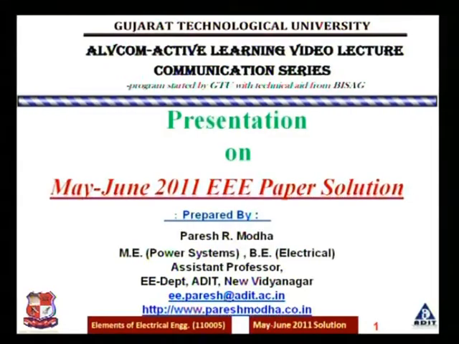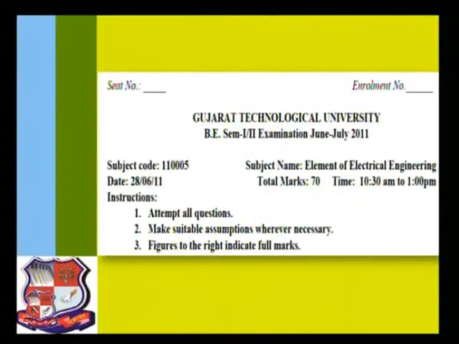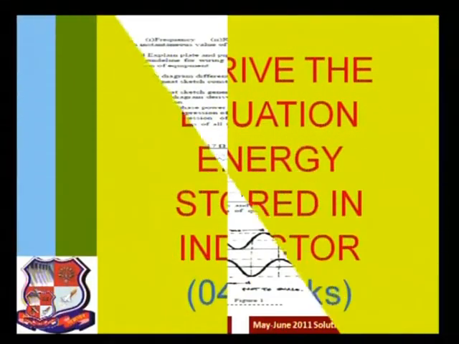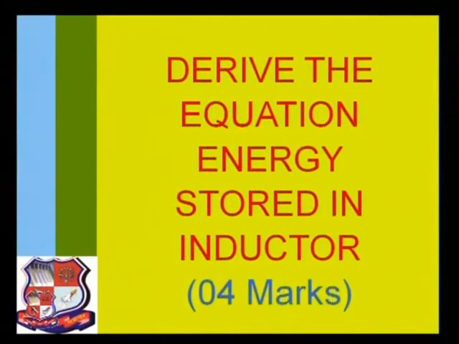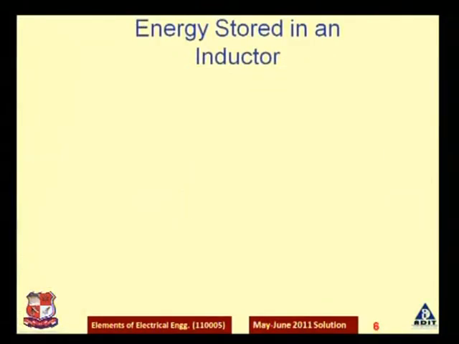The question might be that you have to find out how much energy is stored in the inductor. This is the sample paper, you can download it from the GTU website. So the question is: derive the equation of energy stored in the inductor. This was asked as a 4 marks question. If you want to find out the energy, you have to find out how much work is to be done with respect to the power. So first of all you should derive how much instantaneous power the inductor uses, right?